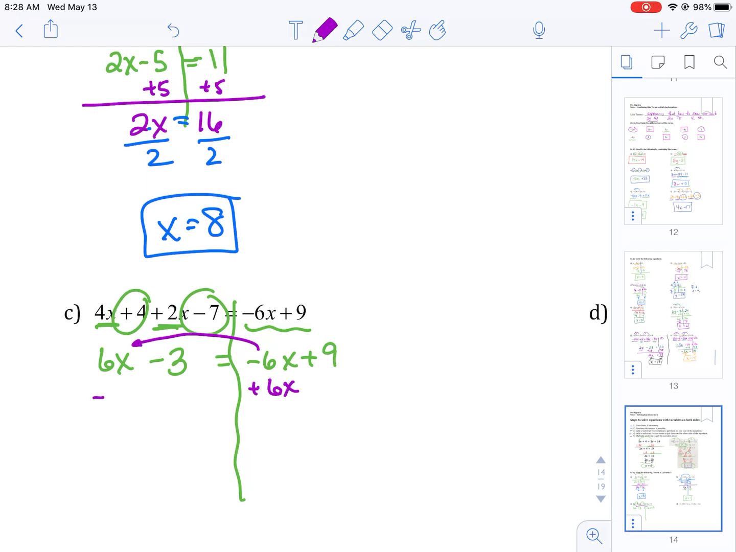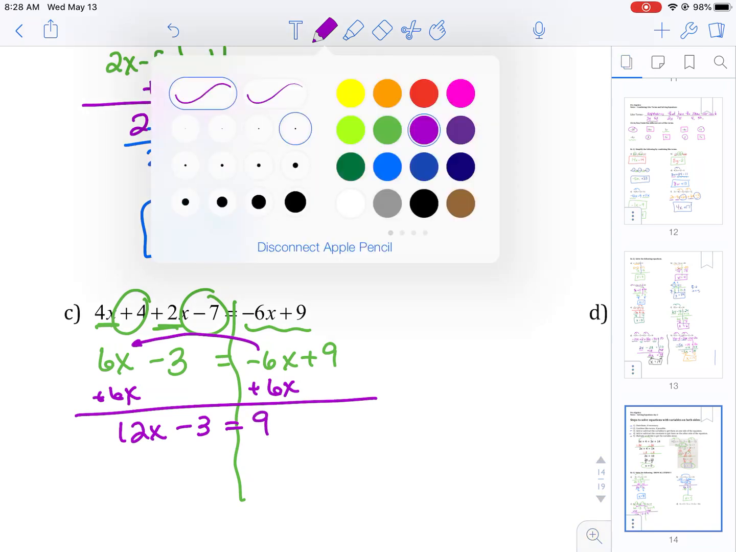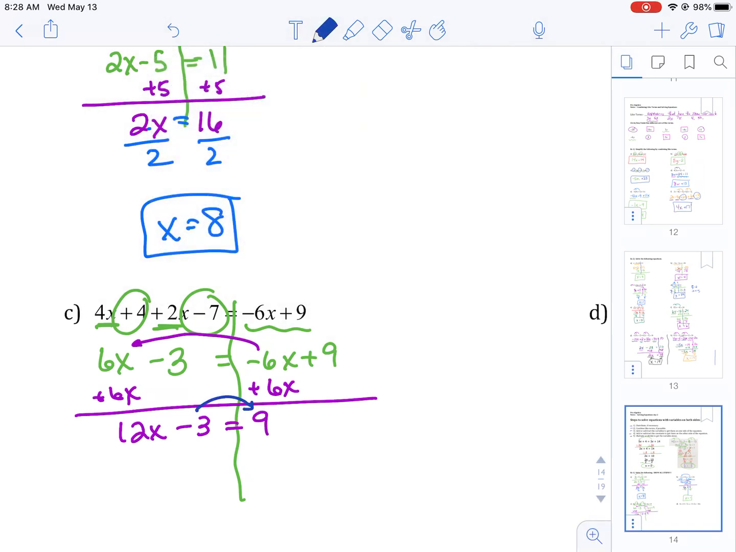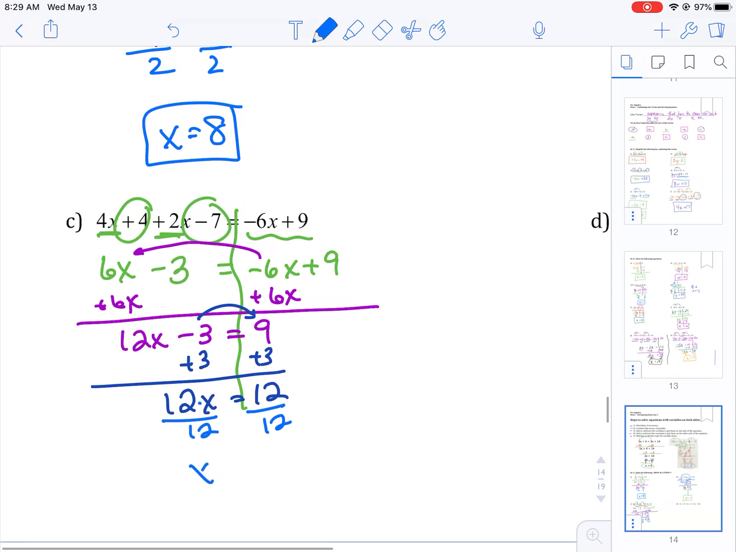All right, so when we go to solve this, again, get the variables on one side. So I'm going to move that negative 6 to the other side by doing positive 6. So that gives me 12x minus 3 equals 9. Now I got to get the numbers on the other side. So I got to do plus 3 since it was minus 3. That gives me 12x equals 12. And then my last step, since this is multiplication, is to divide both sides and do the opposite. So I get x equals 1.